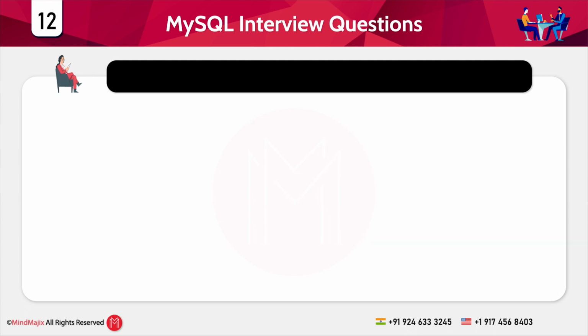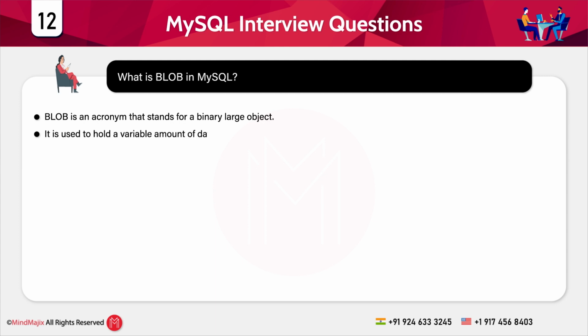The next question is, what is a blob in MySQL? So guys, blob is basically an acronym that stands for binary large object. So it is used to hold a variable amount of data. So basically, there are 4 types of blobs, as you can see on the screen: tiny blob, blob, medium blob, and long blob.